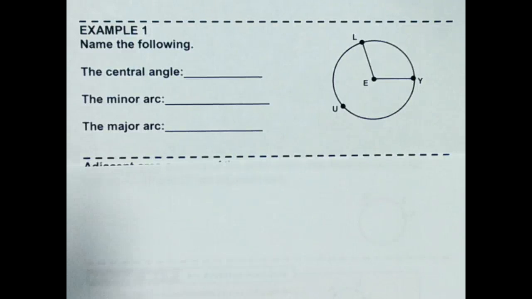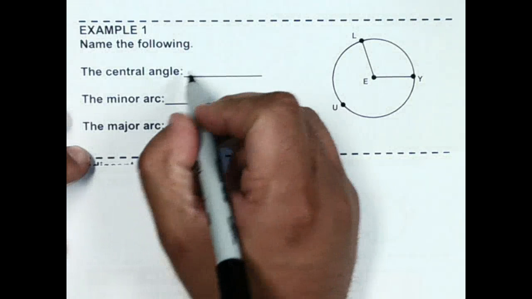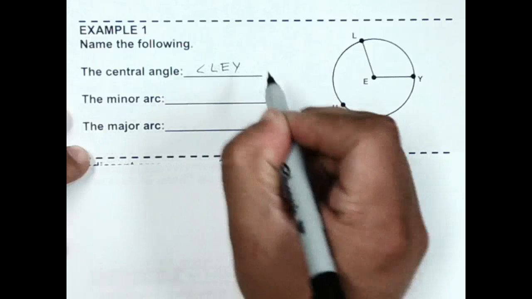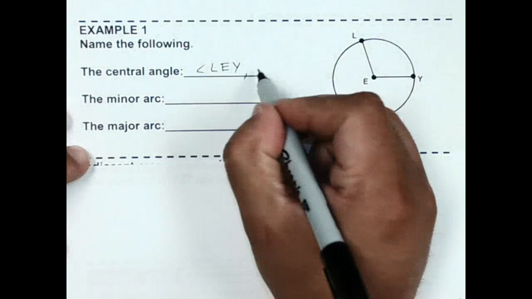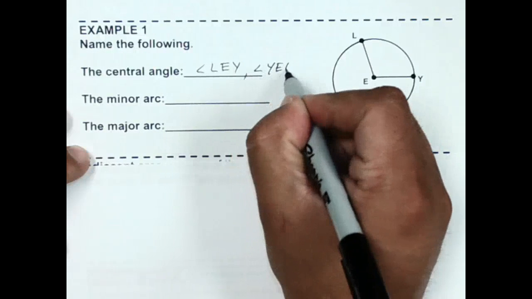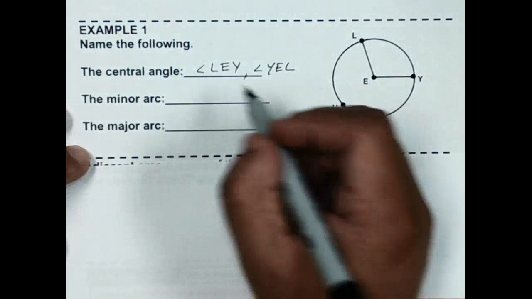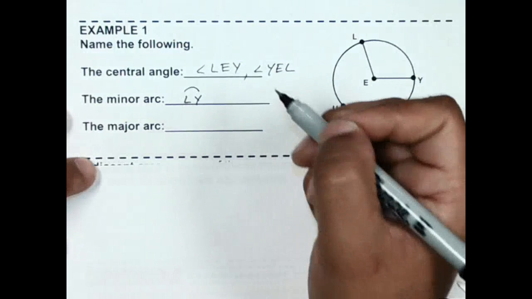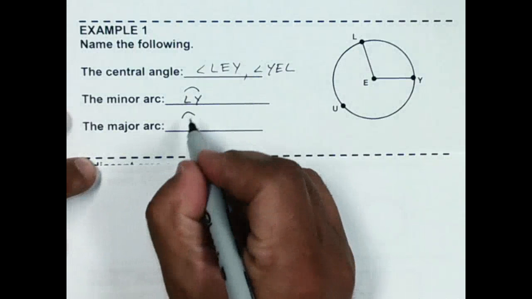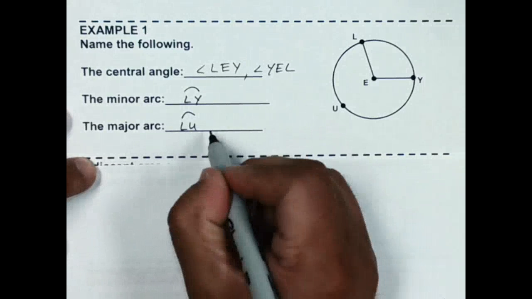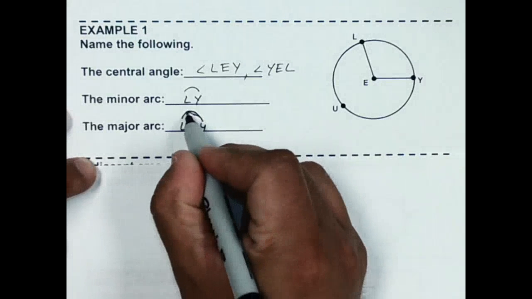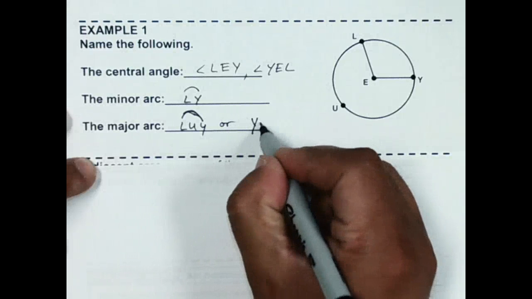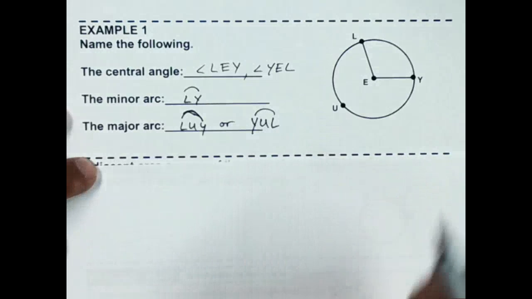All right, so let's practice some basic notation. The central angle is going to be angle LEY. Of course, you can rewrite it. You can also say angle YEL. The minor arc would be arc LY. The major arc would be arc LUY. Or again, you could also start with Y and go the other way, YUL.